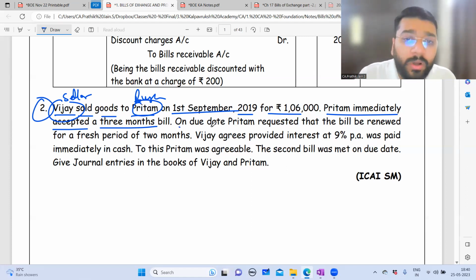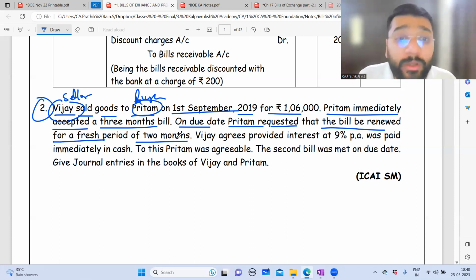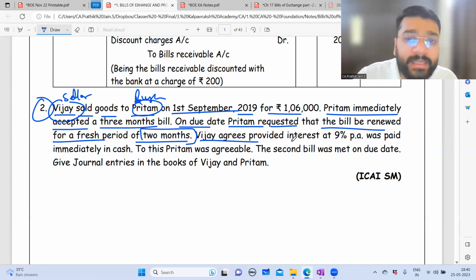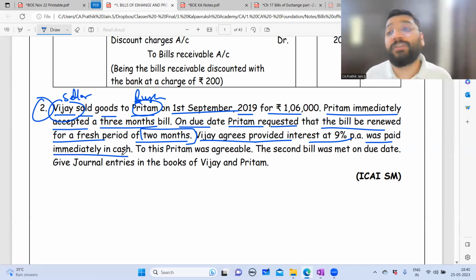Wonderful. On the due date, Preetham requested the bill to be renewed for a fresh period of 2 months. So can I say this is a question of renewal of bill and the extended credit period is how many months? 2 months. Vijay agrees to provide an interest of 9% per annum, which was paid immediately in cash. Please be very careful with the language.